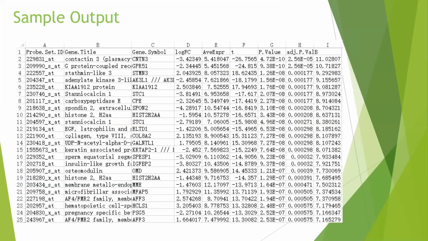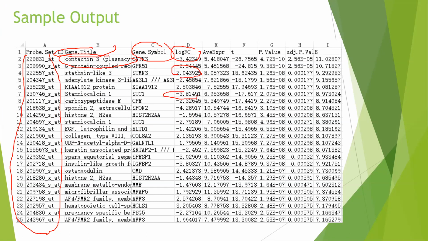Okay, so once you analyze your data, this is an example, the sample output from your analysis. All the genes are listed here, and this is the gene title, telling you what the gene is for, what the gene is doing in the cell, and this is the gene's symbol, and the log fold change. Positive means increase, upregulated, and negative means downregulated. And this is the t statistic.